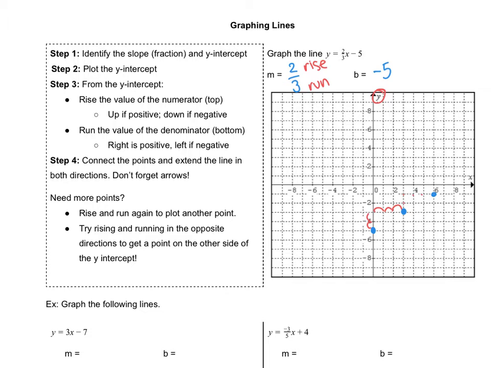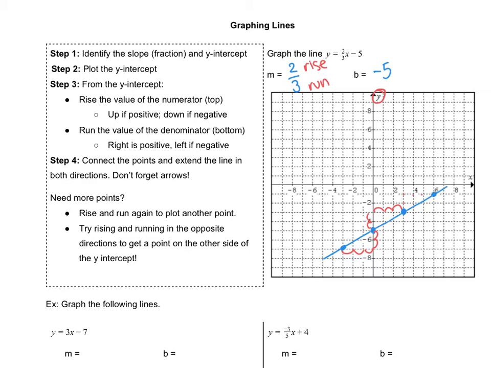And then I can connect my dots. If I really wanted to get a point to the left of the y-axis, I can repeat this rise and run, but in opposite directions. So instead of going up 2, I can go down 2. Instead of going to the right 3, I can go to the left 3. And then I can also get a point to the left before I connect the dots, if I wanted to. But really, you only need 2 points to create a line.